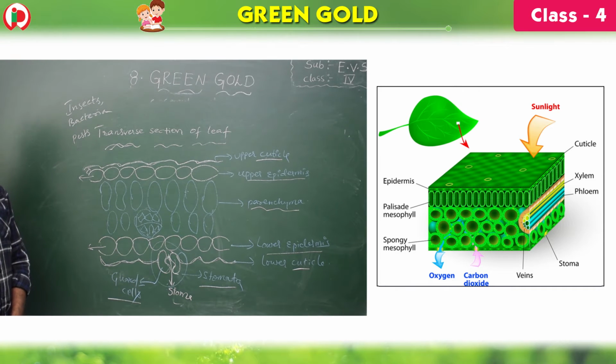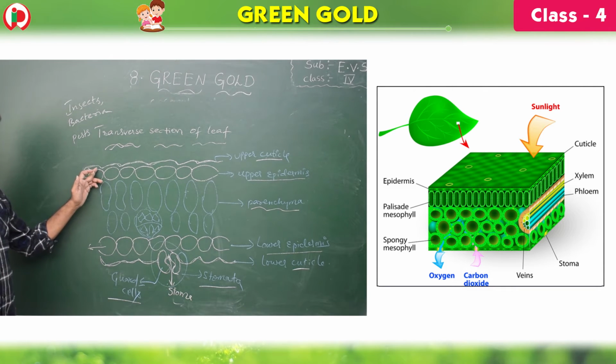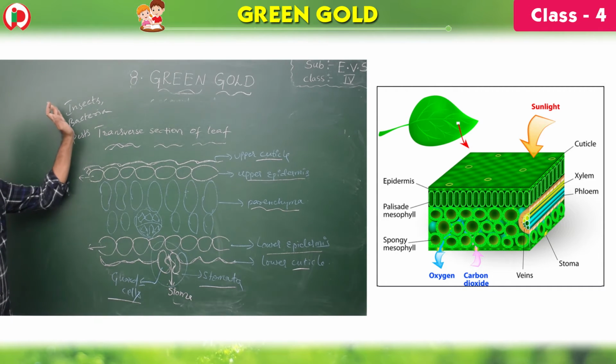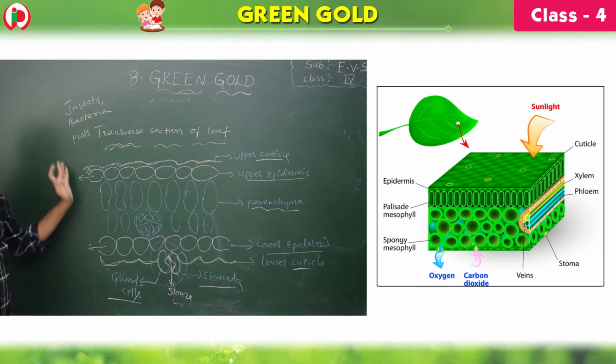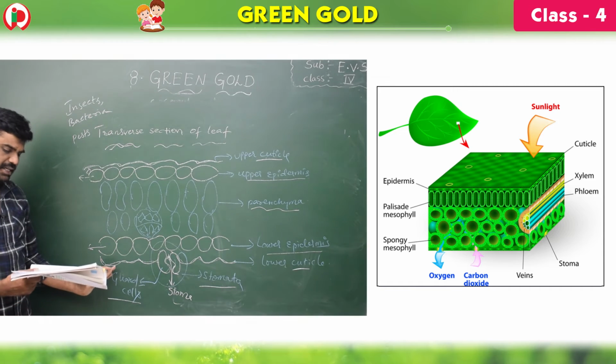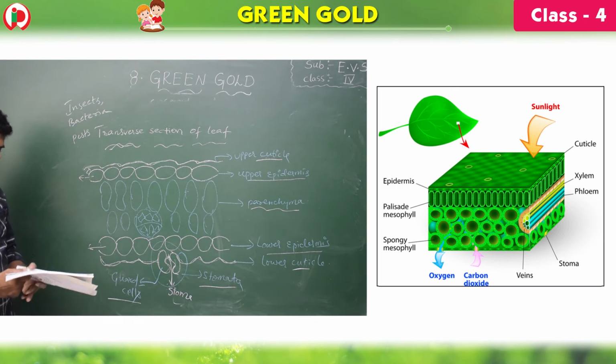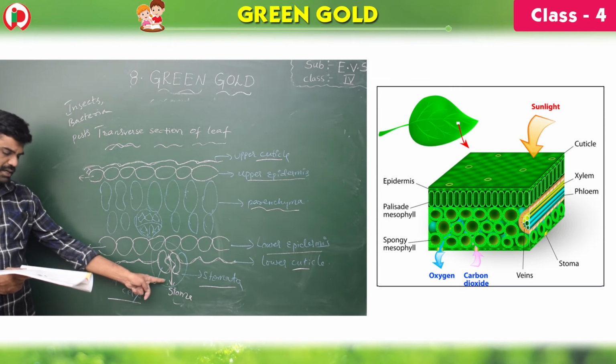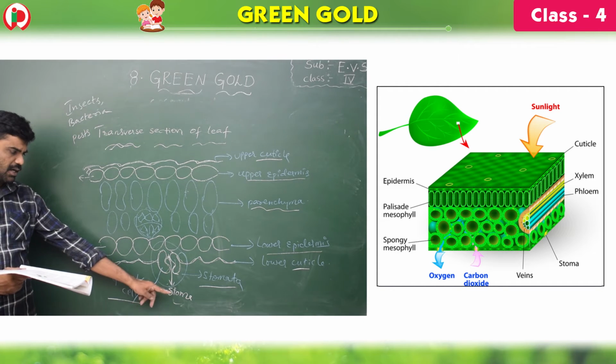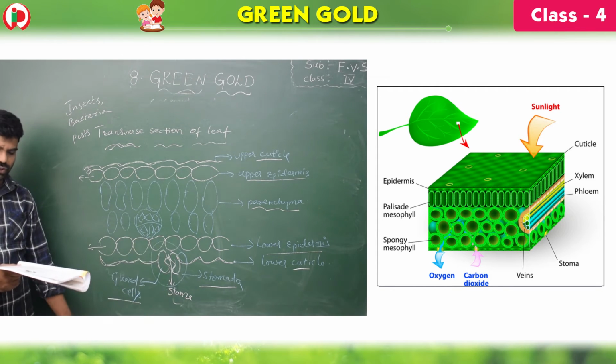Once again I repeat, children, the leaf cells are sandwiched between two layers called epidermis, the upper epidermis and the lower epidermis. The epidermis secretes a waxy substance called cuticle. These layers protect the leaf from insects, bacteria and other pests. At the same time, among the epidermal cells, pairs of sausage-shaped guard cells are there. These guard cells form a pore called stoma, and the plural is called stomata.